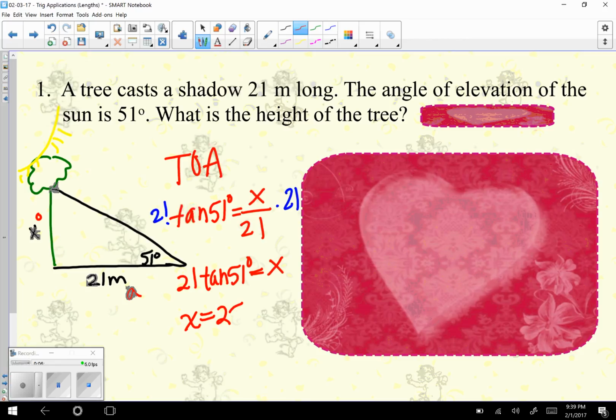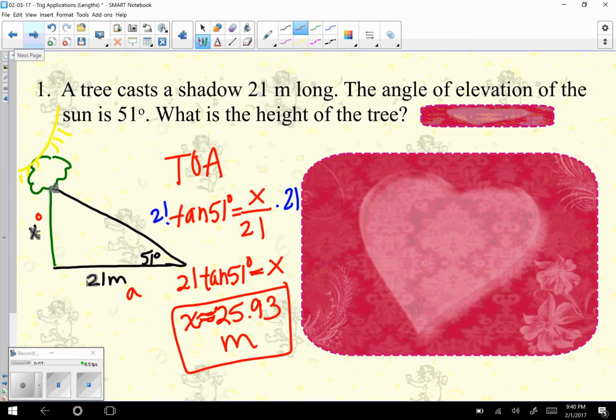Should get 25.93 meters. And really we should say approximately because we're rounding. So we want to round to 2 decimal places. You guys need to make sure that you all have calculators. Okay, I didn't really say that at the beginning. So if we need to pause right now and get calculators, everybody needs to get a calculator.